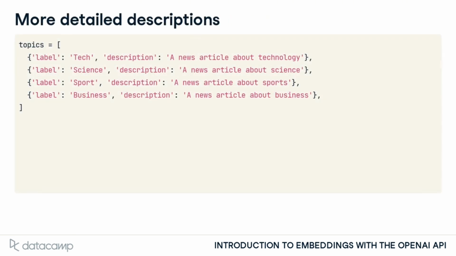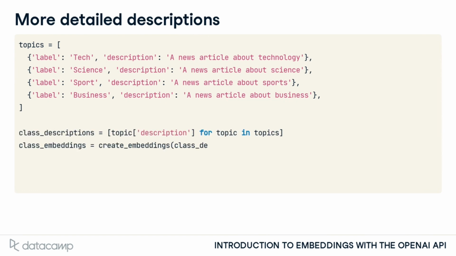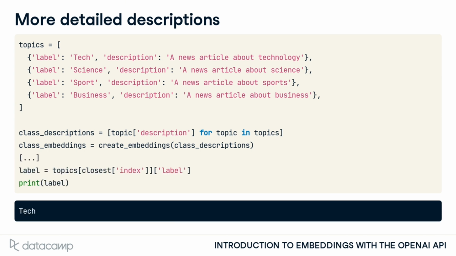Let's try this again, but instead of using the labels as the descriptions, we use short descriptions to represent each class. The steps here are almost identical. We extract the descriptions in a single list, this time using the description key, and embed them. The rest of the code is the same. This time, when we print the result, we can see that the model classified correctly.